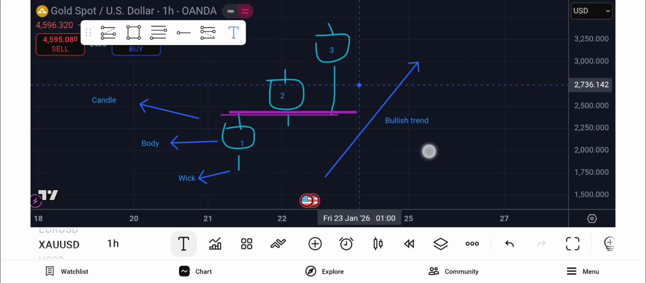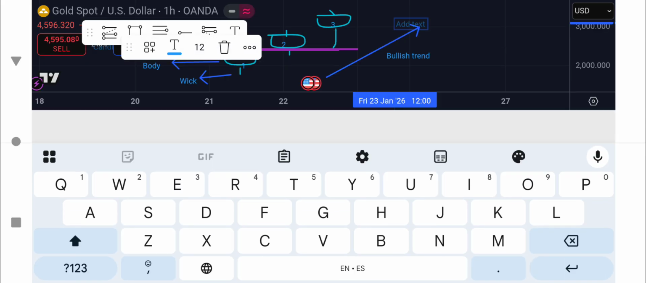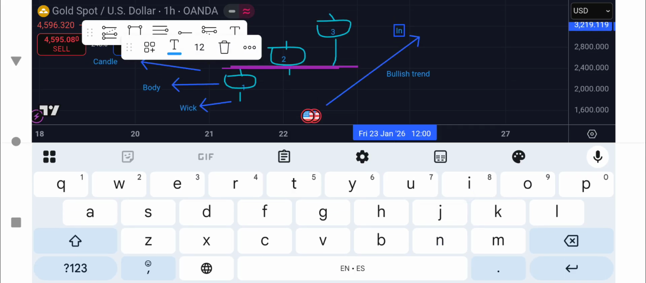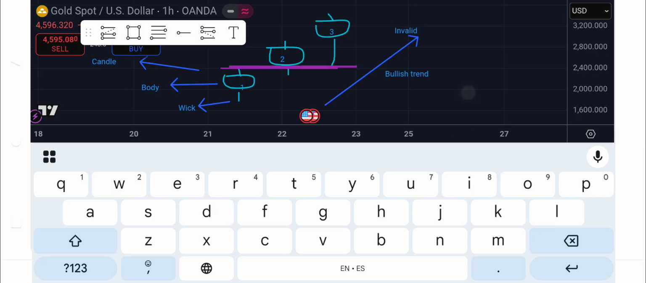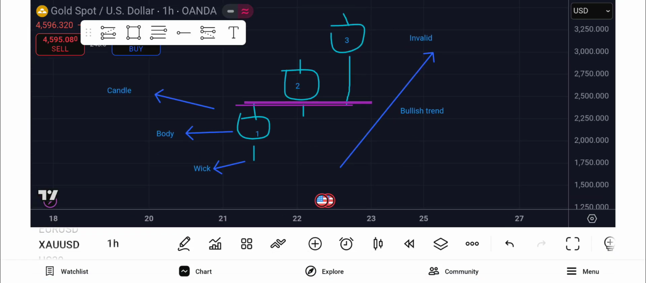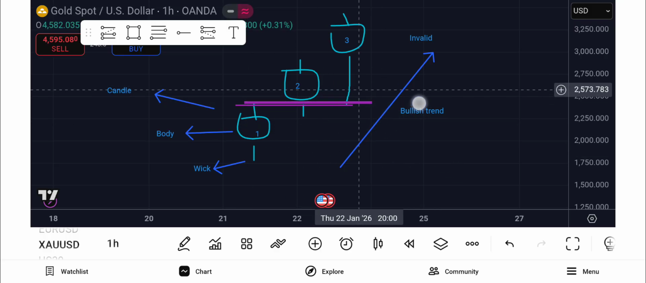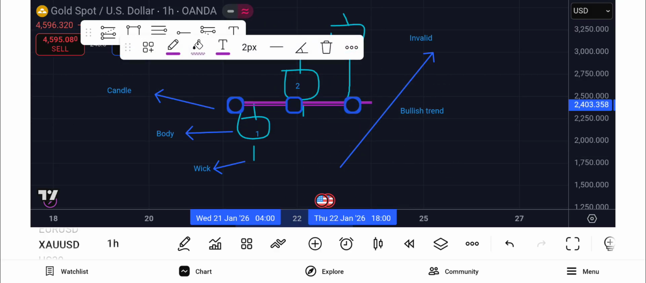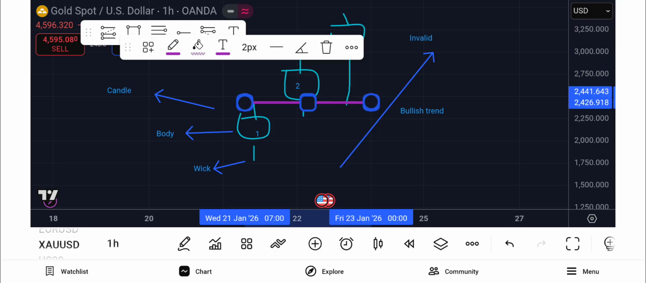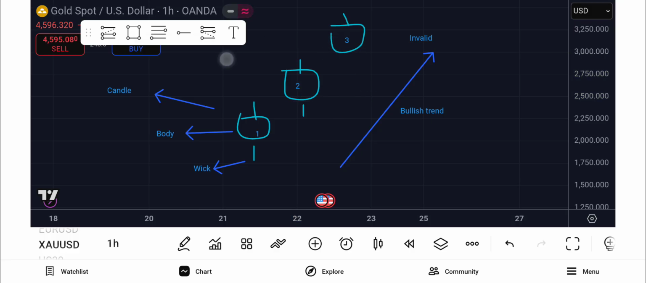This is considered invalid, right? It's invalid. Why is it invalid? Because the two candles touch. There have to be a gap. Okay? There always has to be a gap between the first and the third candle.